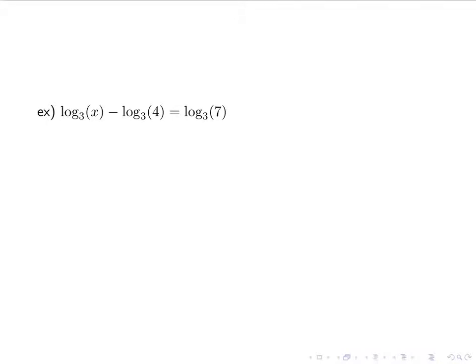So let's try another one. Log base 3 of x minus log base 3 of 4 equals log base 3 of 7. So again, the first step is to combine those two logs on the left. I'm subtracting them, so that means inside the log I'm going to divide them. And then my logs cancel, and I'm left with x over 4 equals 7. Multiply both sides by 4 to get x equals 28. And then if I plug in 28, I can have log base 3 of 28. That is allowed, so that is my answer.